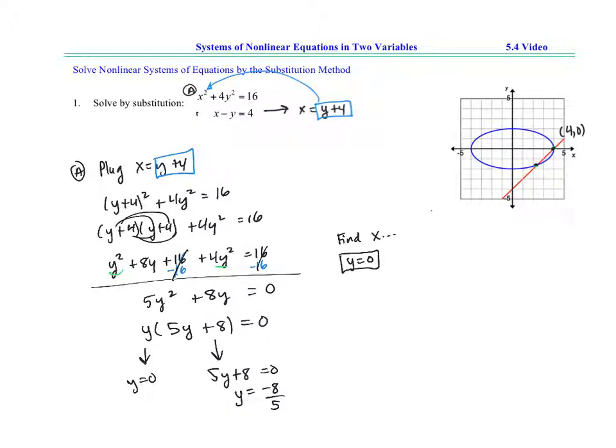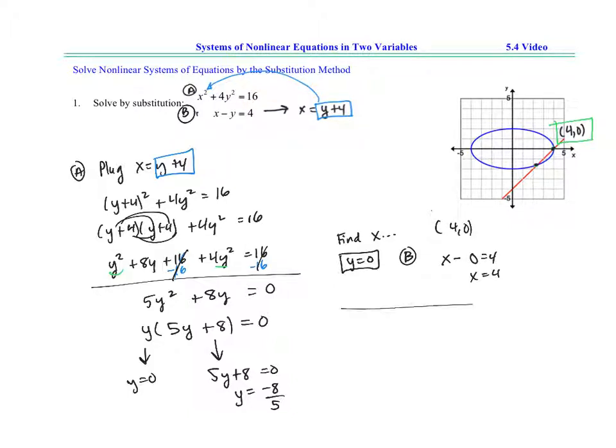So when y equals 0, I'm going to plug that into equation B. We've got x minus y, which is 0, equals 4, so x equals 4. And that's this first point that we could see right there on our graph. So we've got (4, 0).